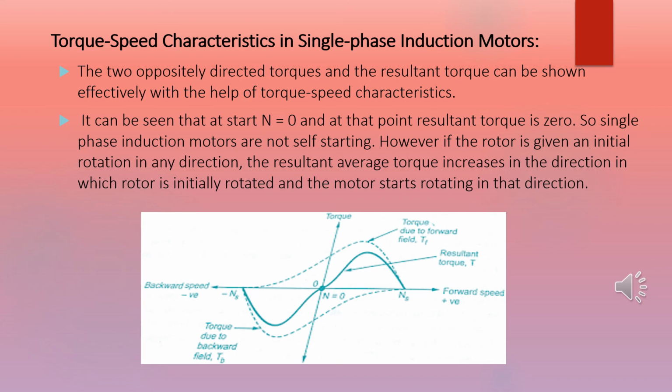Now understand the torque speed characteristics in a single phase induction motor. The torque speed characteristic is the important characteristic of a single phase induction motor. In the figure, two oppositely directed torques are shown. First is the torque due to the forward field, TF, as shown, and the second is the torque due to the backward field, TB. The resultant torque is also shown as T.